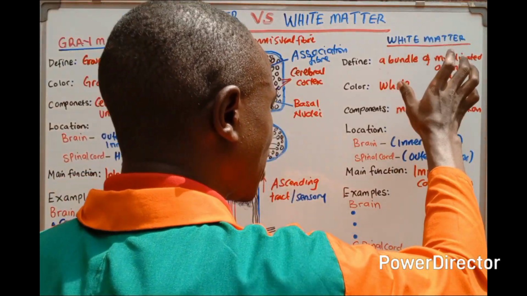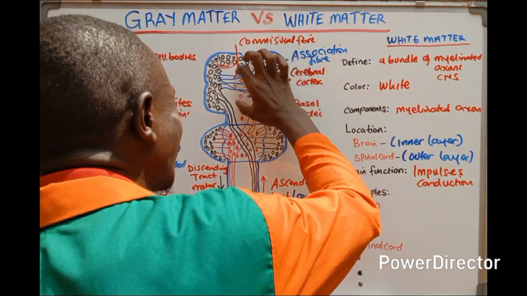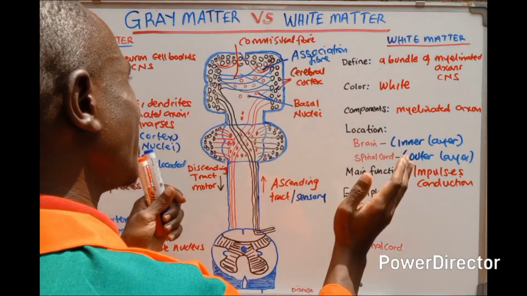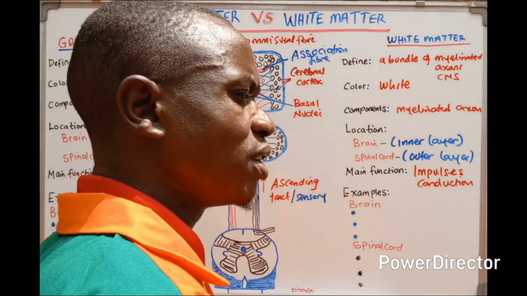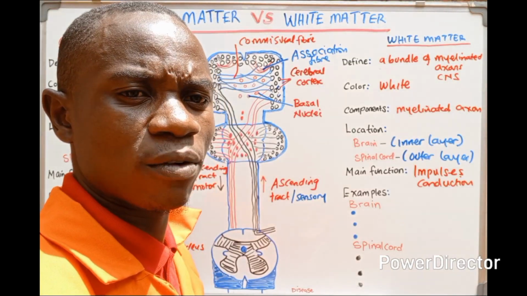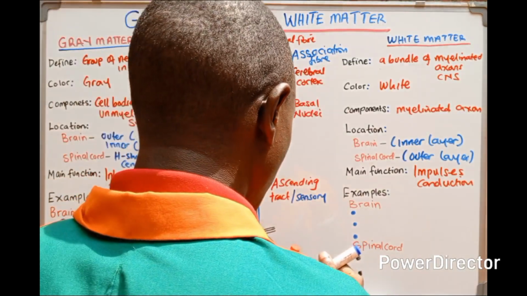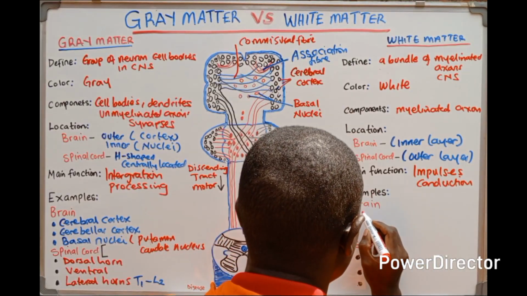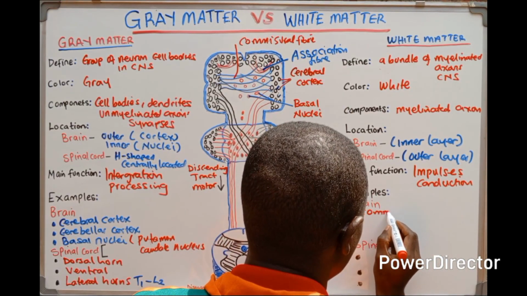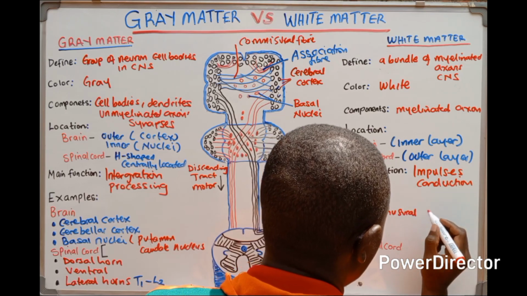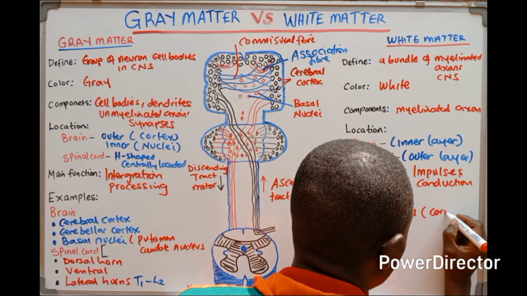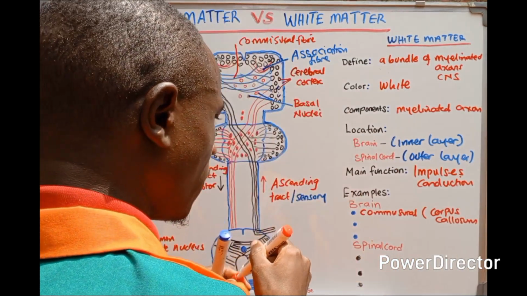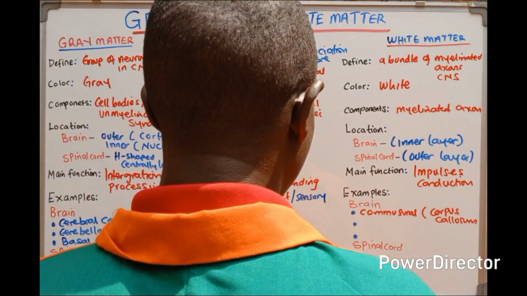So now the white matter within the brain, we have these classic examples. We said we have these myelinated bundles of axons which are going to be connecting the two cerebral hemispheres, and we called them the commissural fibers. The classic example of that one is the corpus callosum. Okay, corpus callosum. This was one of the classic examples of the white matter within the brain.